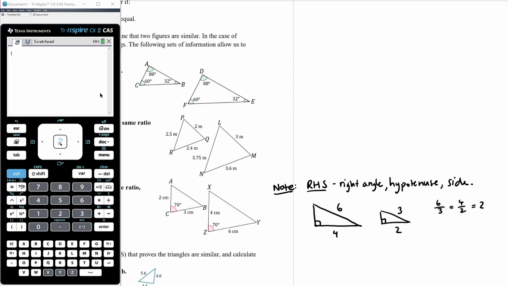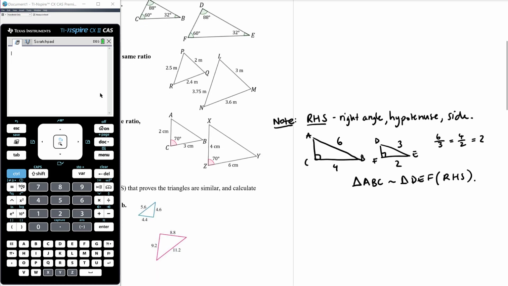And I've got another angle, but it's not the included angle, so it doesn't fit the SAS category. But it is a right angle. This fits the RHS category. So these are similar. So if this was A, B, C, D, E, F, we would say that triangle ABC is similar to triangle DEF because of RHS.